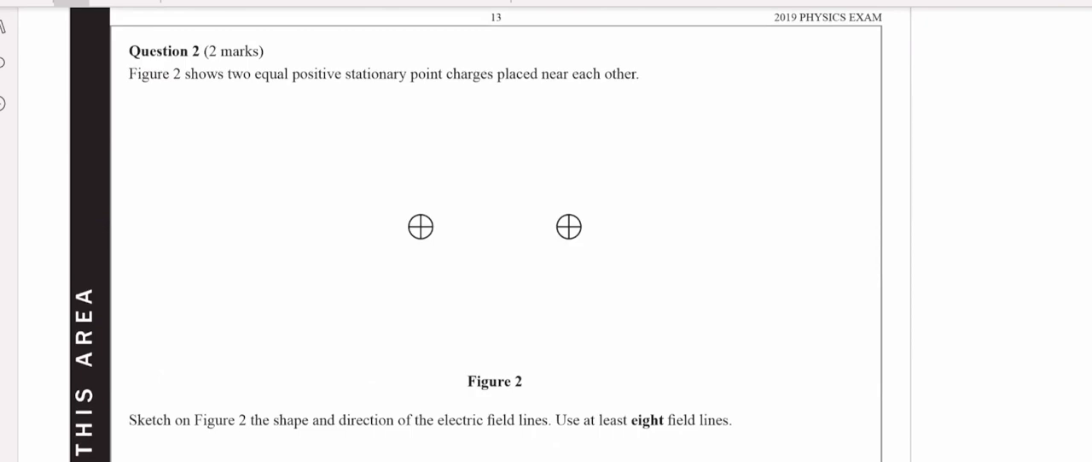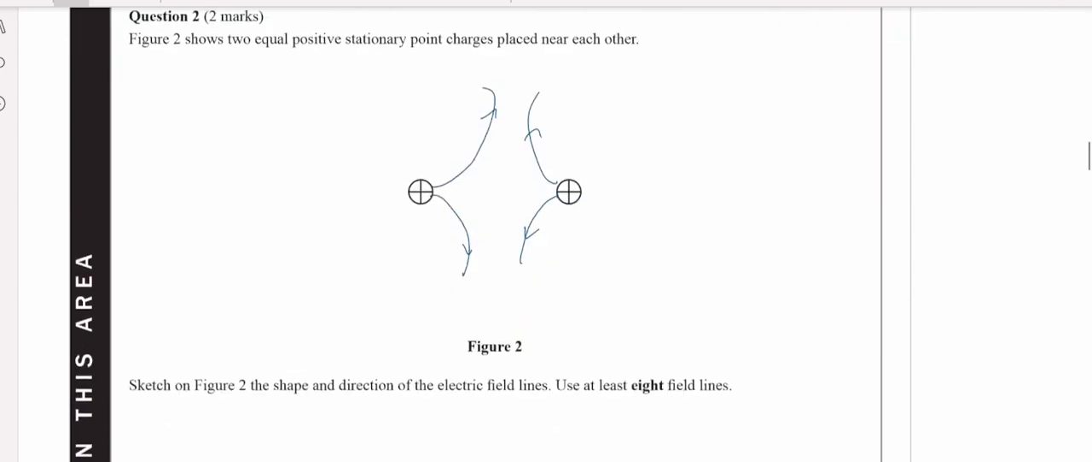Positive stationary charges, so they're repelling each other. Draw like this, and the arrows have to come away from the particles. And it's asking for 8, so we did 4 for each one.